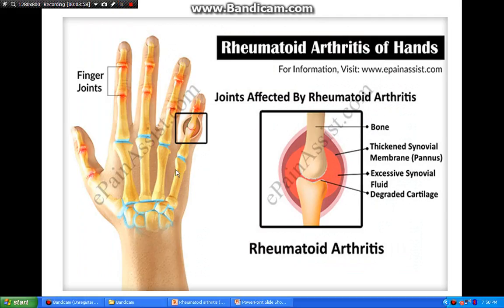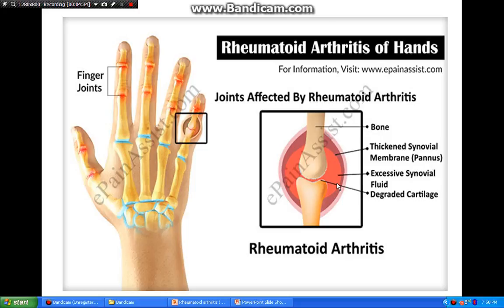Okay, so why do we assess? We have to assess every finger to find out what is going on. As you can see here, this is the finger joint. In rheumatoid arthritis, mostly the proximal interphalangeal joint is involved, and you can see there is thickness of the synovial membrane, excessive synovial fluid, and degraded cartilage. When you feel it, it is a boggy swelling that you feel from the sides, also anteroposteriorly.